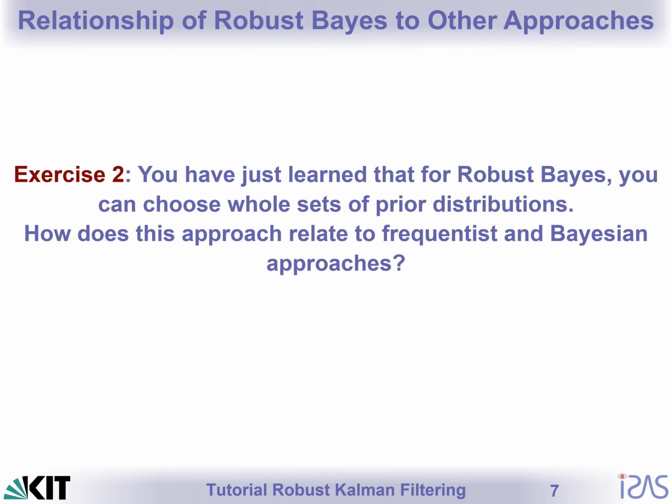Now think about it as an exercise. How does this approach relate to the frequentist and Bayesian approaches? Think about the assumptions you have about these parameters that you want to estimate. How are they distributed? Distributed may be a Bayesian thing, but just think about this. Just pause the video here and continue once you have some idea.